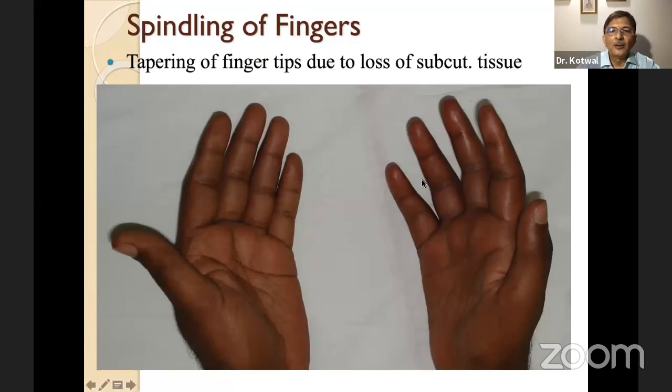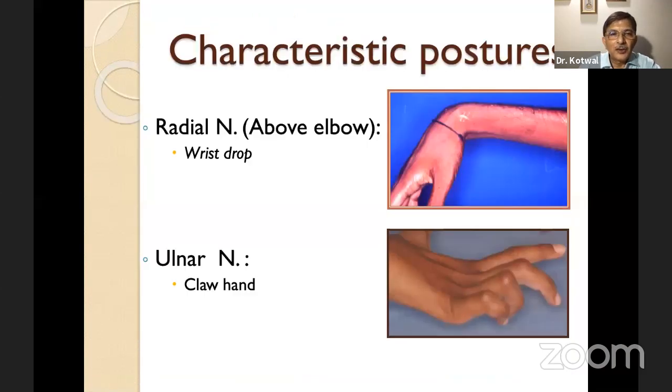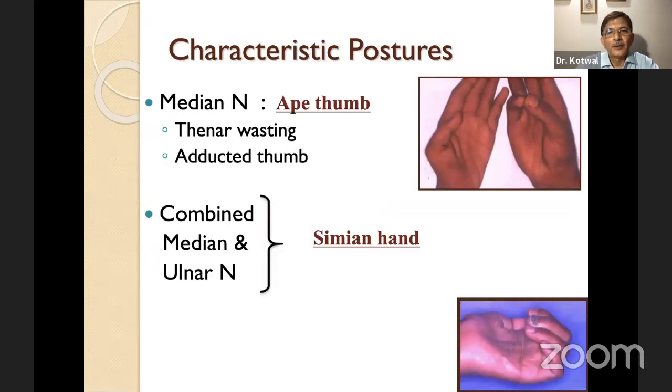On inspection, you can also see that sometimes there is tapering of the fingertips due to the loss of the subcutaneous tissue. So this is also an important finding in the diagnosis of a nerve injury. Then the characteristic postures. Radial nerve injury, as you have already seen, will lead to a wrist drop, and ulnar nerve injury will lead to a claw hand. So here the diagnosis is actually a spot diagnosis.